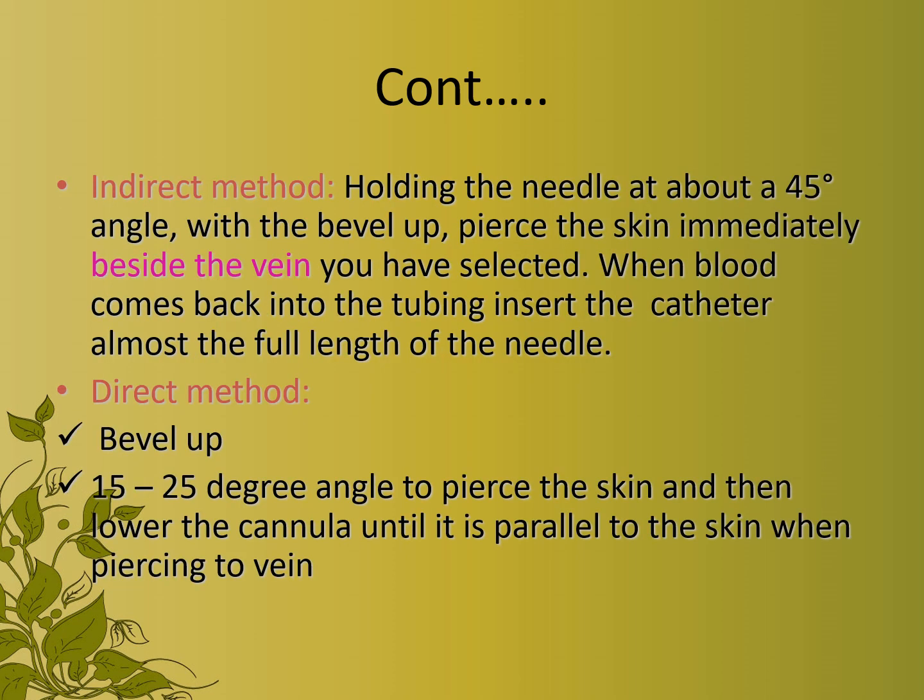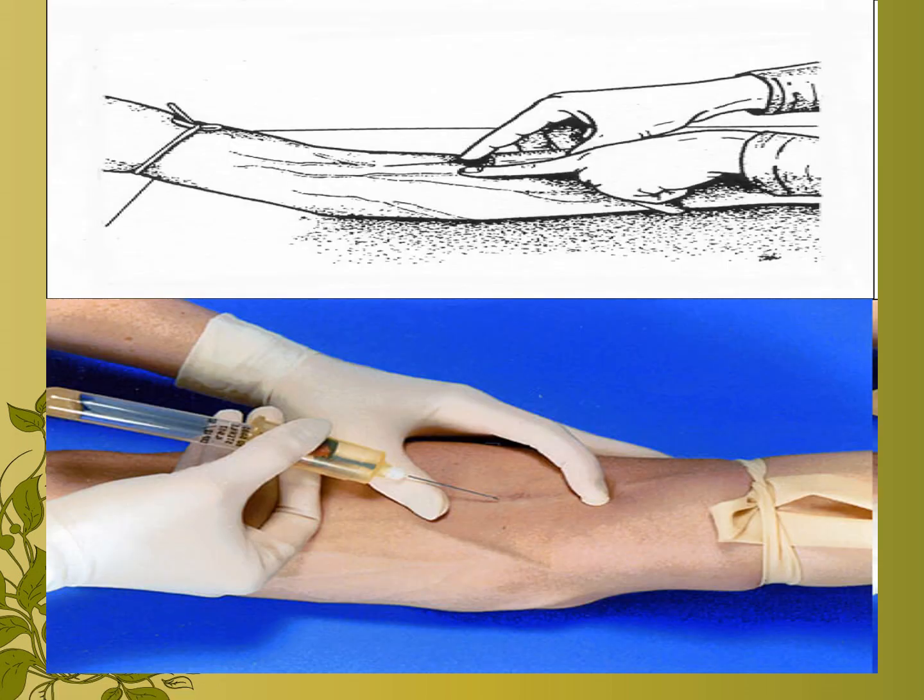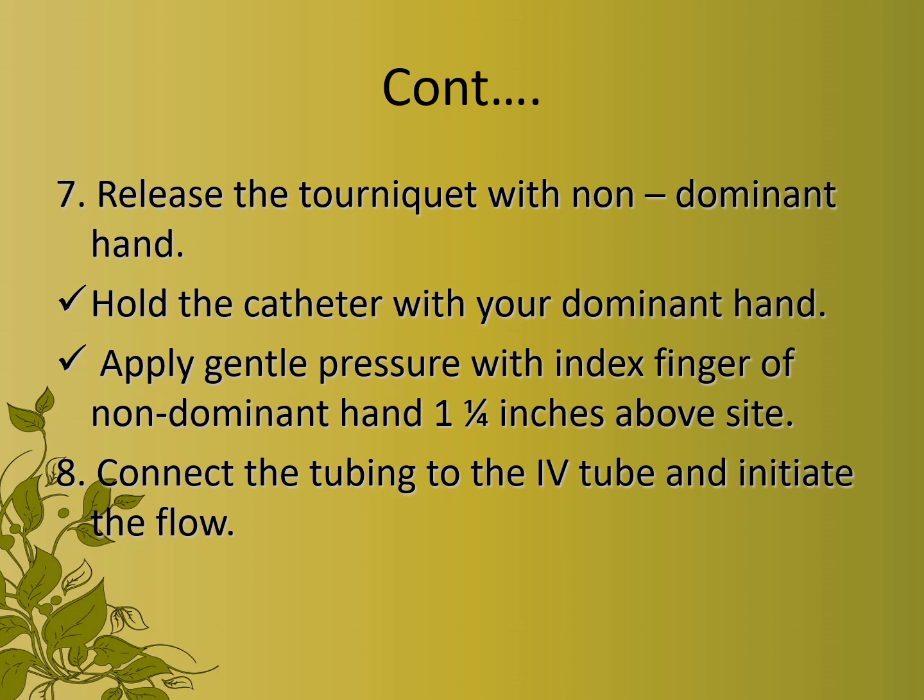Hold the needle at an angle of 45 degrees with the bevel up. Pierce the skin immediately beside the vein you have selected. Bevel up at a 15 to 25-degree angle to pierce the skin and then lower the cannula. Then release the tourniquet. Hold the catheter with your dominant hand, apply gentle pressure, connect the tube to the IV tube and initiate the flow.